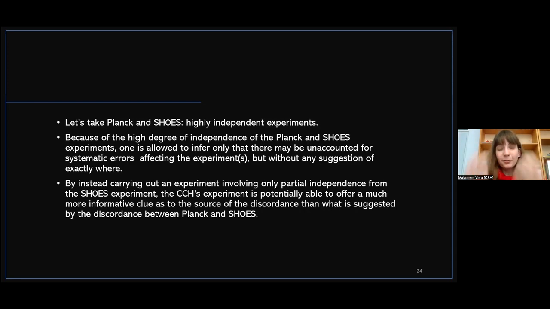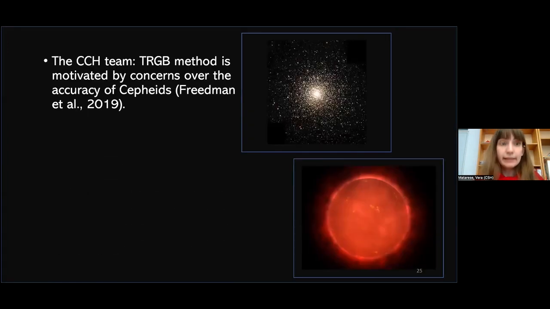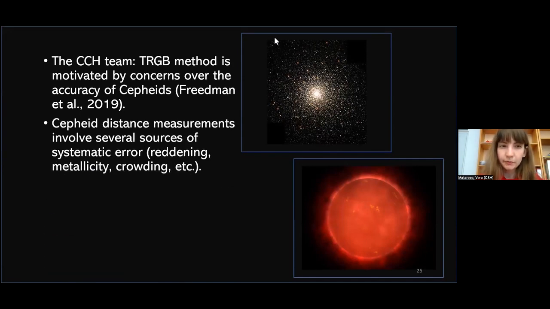So it's really here that CCH, the Carnegie Chicago Hubble program, is really interesting, because they come up with a conjecture by saying, well, look, maybe the problem is with the systematics of Cepheids. And then they construct a partially dependent program which changes the intermediate standard candle from Cepheids to TRGB. So this is exactly why the CCH program was born. So they were concerned about the accuracy of Cepheids. They had this conjecture.